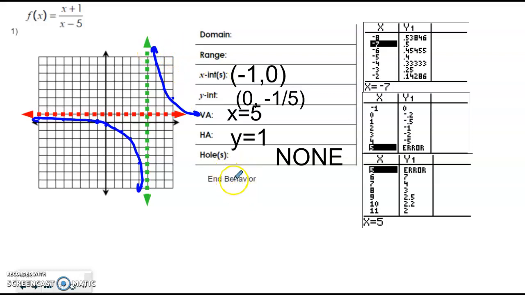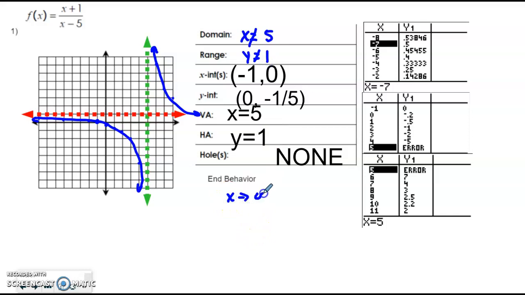Okay, so let's look at domain. I know that the domain does not include positive 5, because there is a break in my graph at positive 5. If I look at my range, I know that y is not going to equal the y value of the asymptote, which is y equals 1.